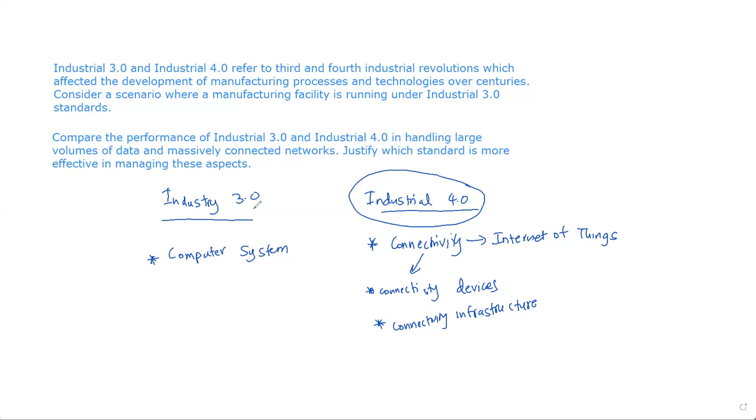However, Industry 3.0 also has computer systems. It also has some ability to connect to a local processing unit and so on. I mean, it has connections between the sensors and the processing units. Okay, so sensors and processing units have connections, and there is a central processing unit.